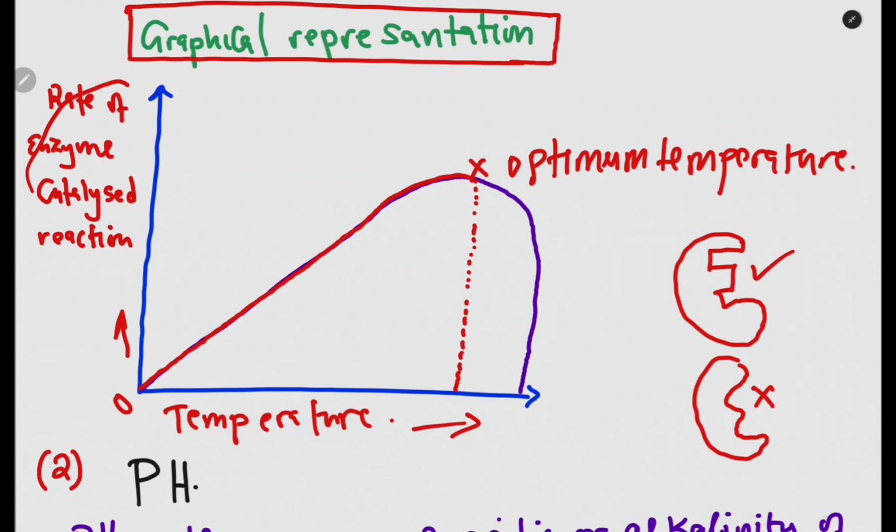Remember, only when the enzyme substrate complex forms can the product form. And in this case, if the substrate does not bind or does not fit well to the active site, then no reaction occurs. And that is the reason why the reaction or the activity reduces. So this is how temperature affects the activity of an enzyme.